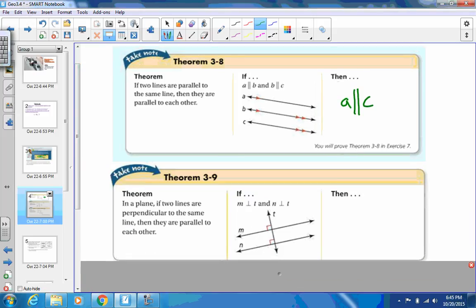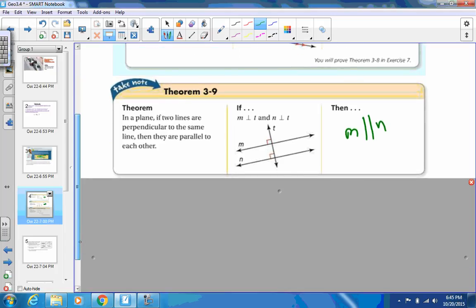The next one is theorem 3.9. No special name for this one either. But this one says, in a plane, if two lines are perpendicular to the same line, then they're parallel to each other. So if we have a transversal and both of these two lines, M and N, are perpendicular to T, then they're going to be parallel to each other. If line M is perpendicular to line T, and line N is perpendicular to line T, then line M is parallel to line N. Later on we're going to prove that theorem, because remember, theorems you can prove, using some other things that we know.